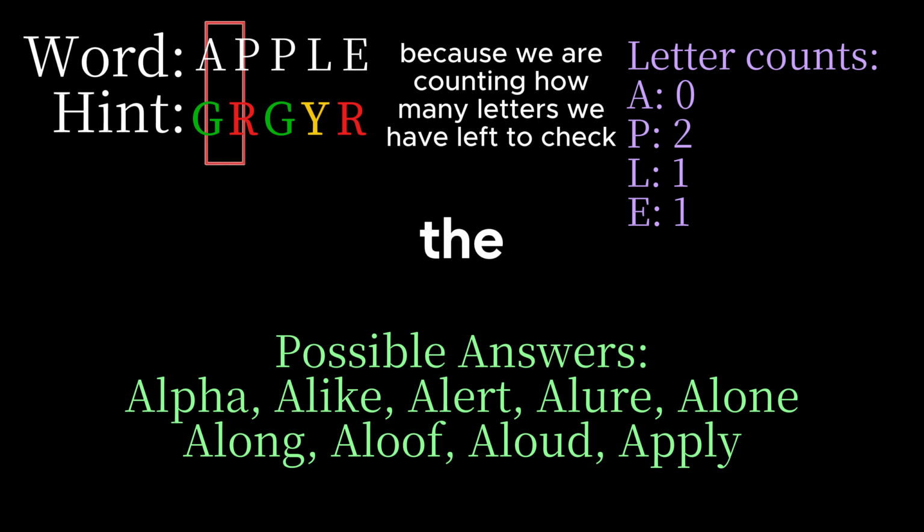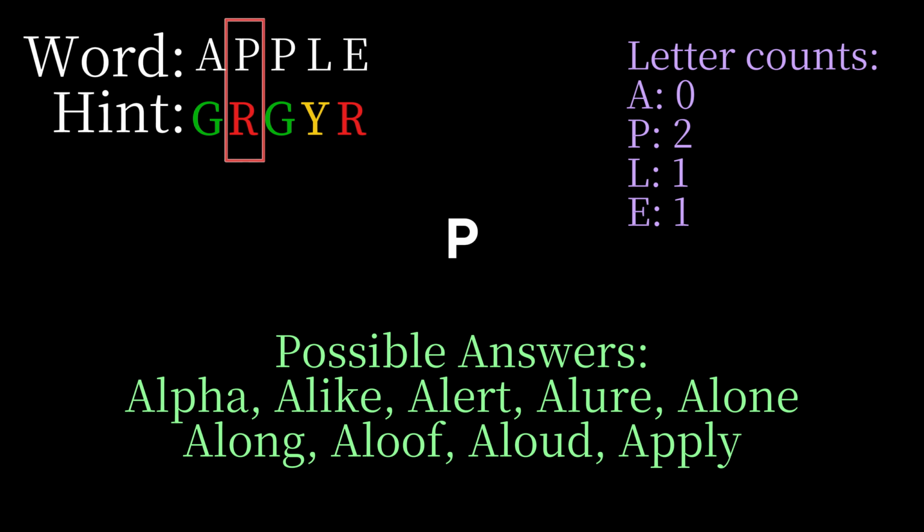Then we're going to move on to the second letter, which is P. And the hint for this one is red. Now for this, it is very important to consider the letter counts, because you might think that we could just remove every single word that has a P in it. But if you look at the third letter, which is green, you'll notice that that'll be a horrible idea. So what we're going to do to solve this is that if there is only one P, so the letter count for P is 1, then we can remove every single word with a P in it.